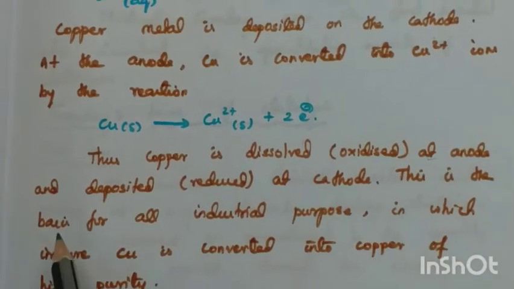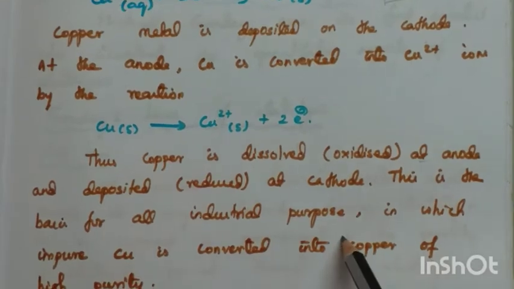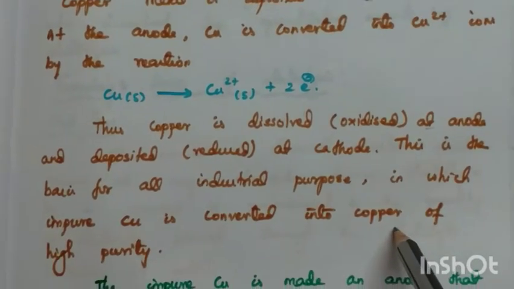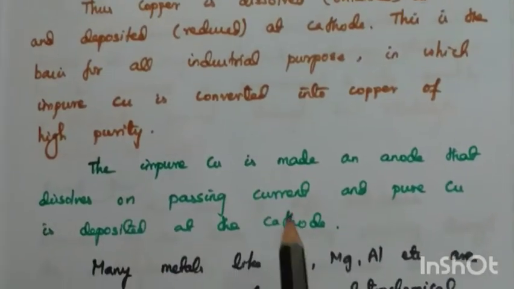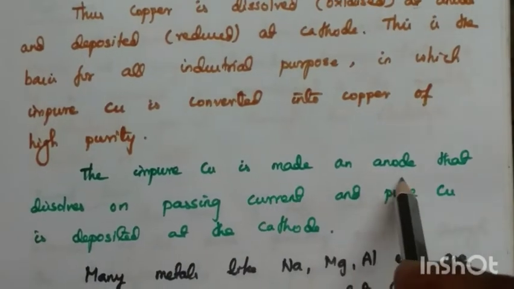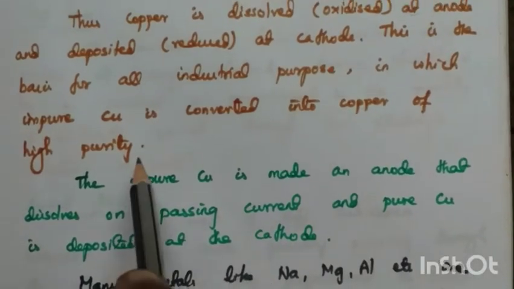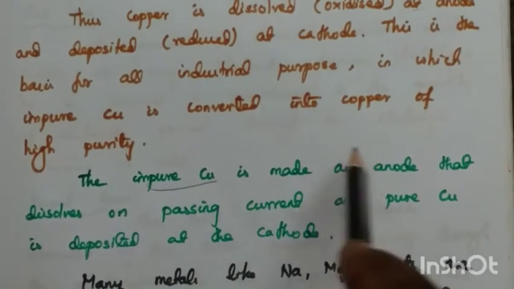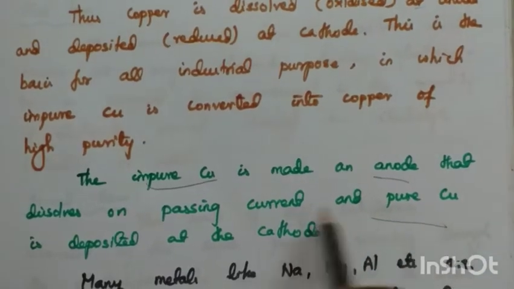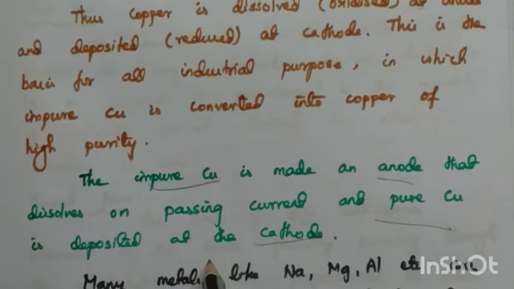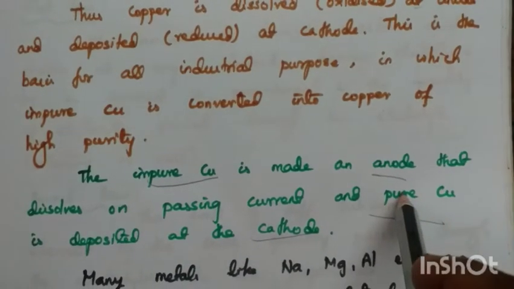This is the basis for all industrial purposes in which impure copper is converted to pure copper. The impure copper is made an anode and dissolves on passing current, and pure copper is deposited at the cathode. We have to take impure copper as the anode and pure copper as the cathode. On passing electric current, the impure copper dissociates into the solution and gets deposited at the cathode as pure copper.